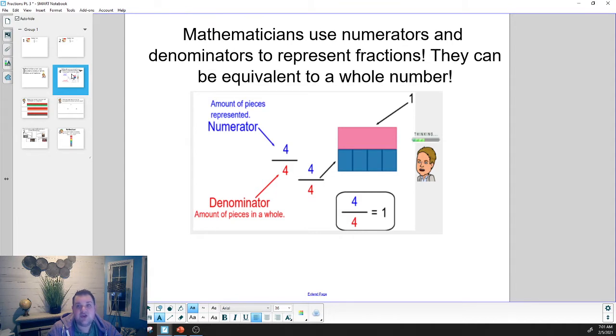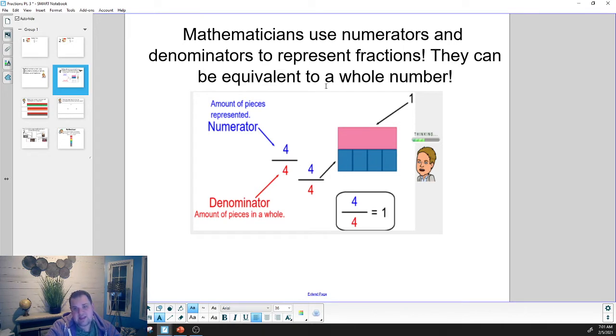So mathematicians use numerators and denominators to represent their fractions, and they can be equivalent to a whole number. So in this picture here we've been talking about for a couple of days, the numerator is represented on the top of the fraction. And remember, that's the amount of pieces that we see, or the amount of pieces that are represented. The bottom, or the denominator, is the amount of pieces it takes to make one whole.